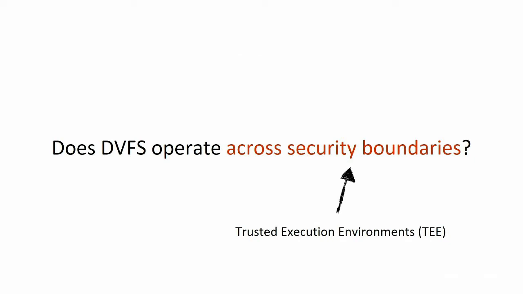Now that we know that we can change the frequency and voltage with no limits at all, the next thing we want to assess is how dangerous this is on commodity devices. As we all know, ARM devices come with TrustZone technology to isolate a trusted execution environment, to protect, say, your cryptographic keys or to enable secure boot. So does DVFS operate across the security boundaries that are enforced by TrustZone?